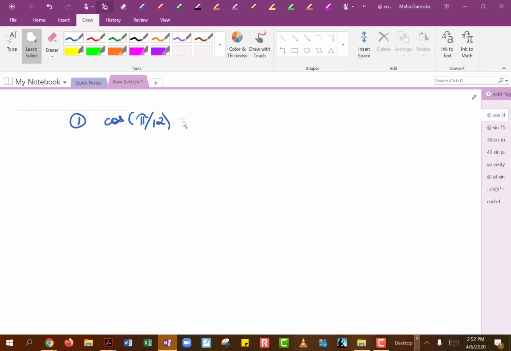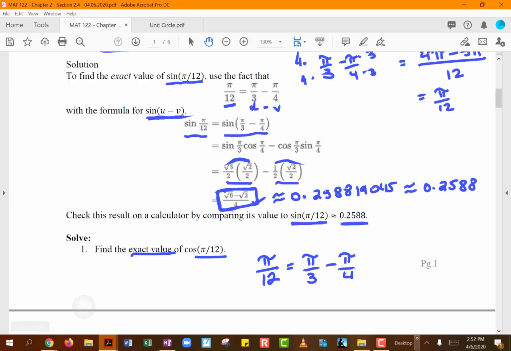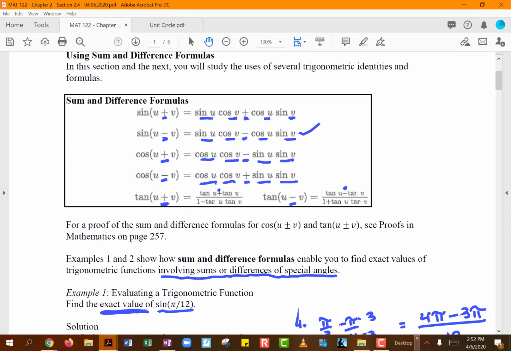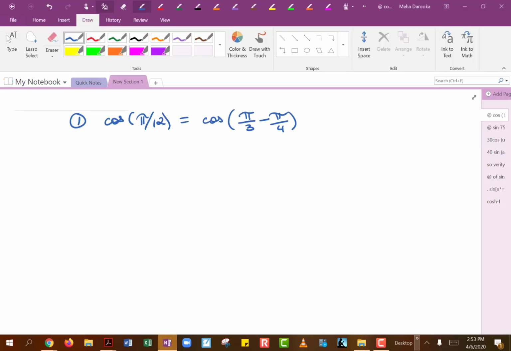So we're going to rewrite this guy as cosine of pi over 3 minus pi over 4. So you will end up actually using the second cosine rule, which is cosine of u minus v. So as you can see, that is cosine of u, cosine of v, plus sine of u, sine of v. So let's go ahead and write that down.